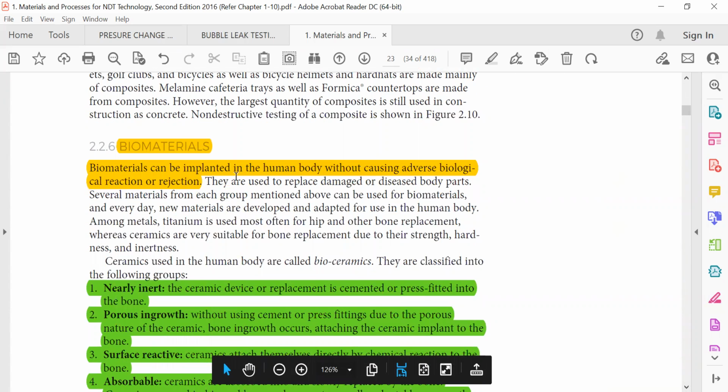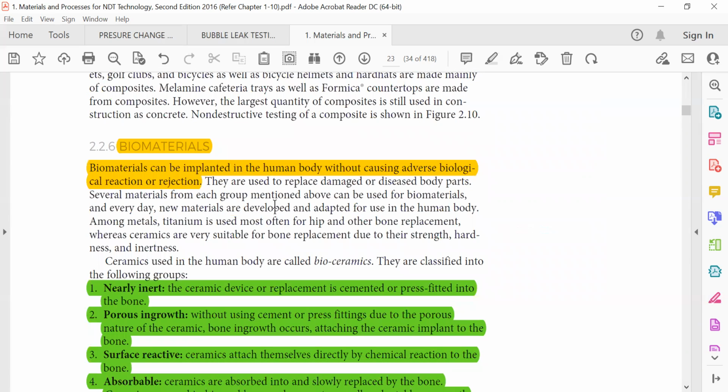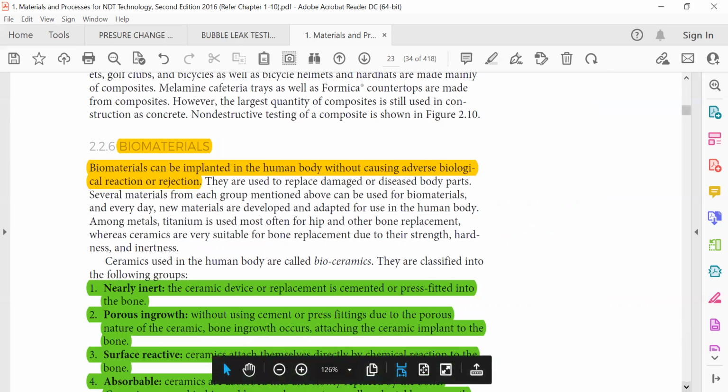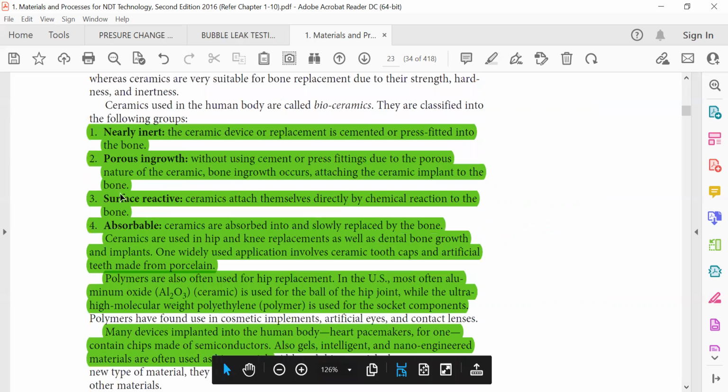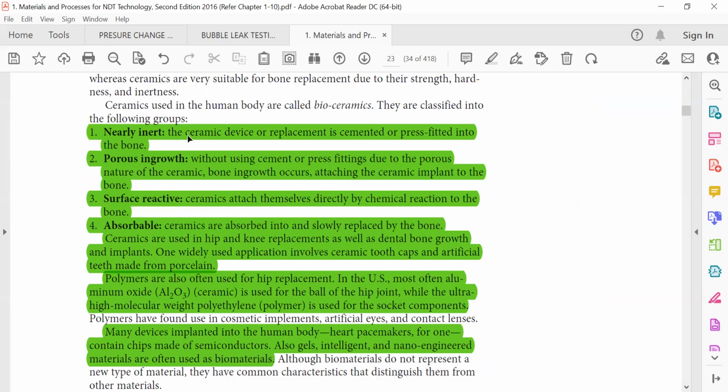Biomaterials. Biomaterials can be implanted in the human body without causing adverse biological reaction or rejection. They can be nearly inert, porous ingrowth, surface reactive, or absorbable. Nearly inert means a ceramic device replacement is cemented or press-fitted into the bone. Porous ingrowth: without using cement or press fitting, due to the porous nature of the ceramic, bone ingrowth occurs, attaching the ceramic implant to the bone.